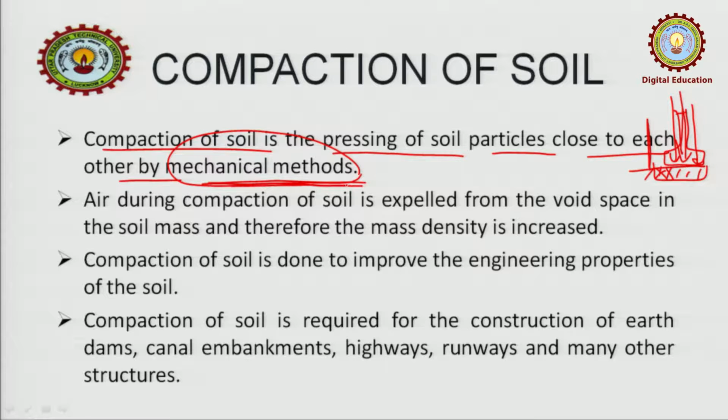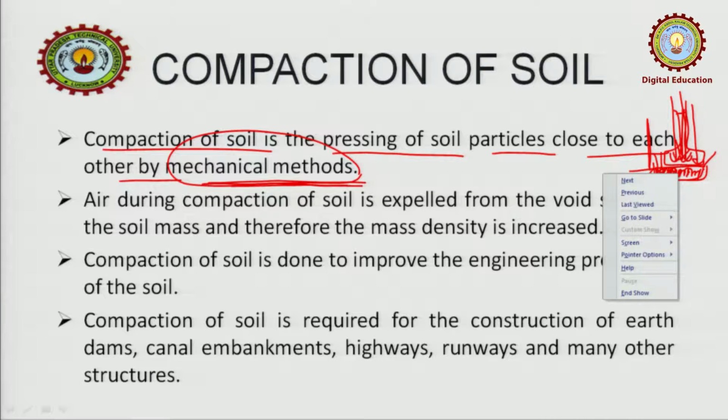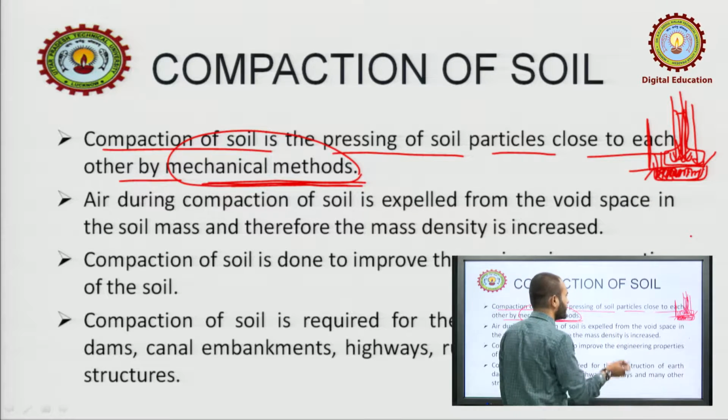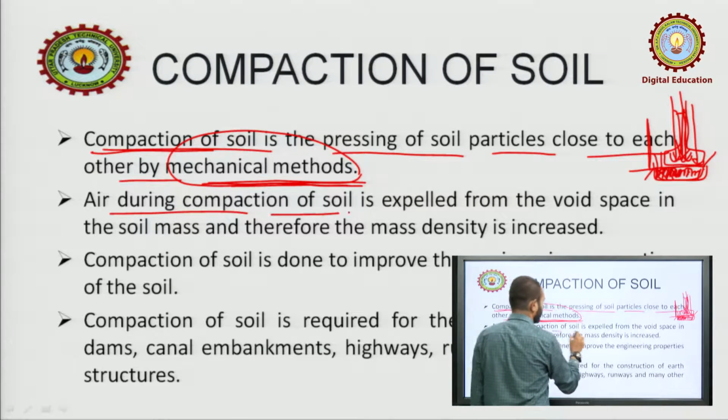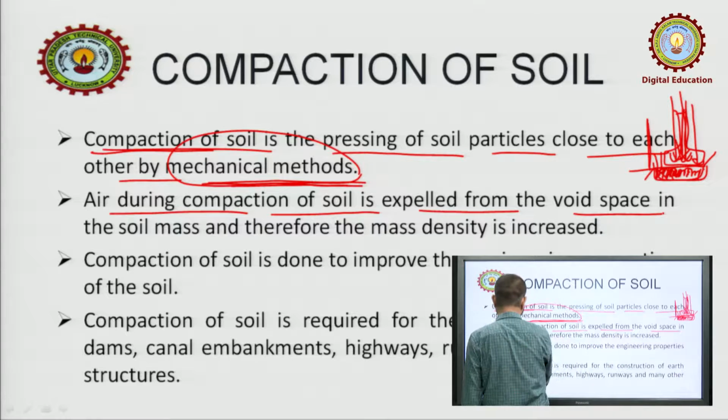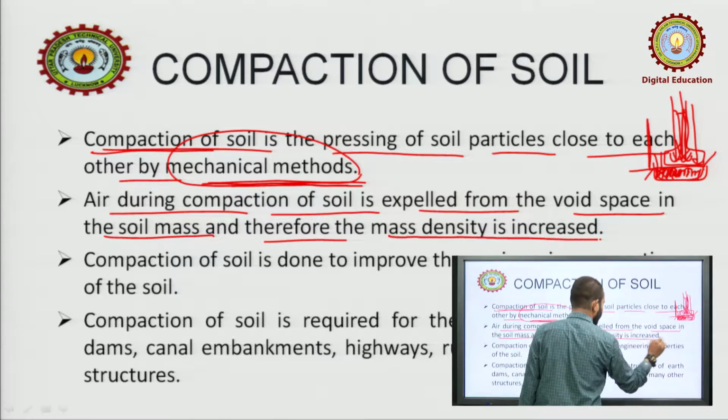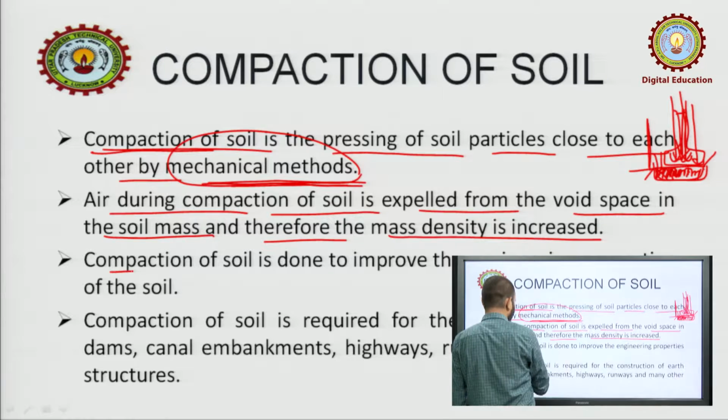There are many different methods, we will be discussing them later on, but for the time being you have to understand that when the rammer falls onto the soil, air voids are removed from it. Air voids are expelled out, hence getting the particles closer together, and hence the compaction is caused. Air during compaction of soil is expelled from the void space in the soil mass, and therefore the mass density is increased.